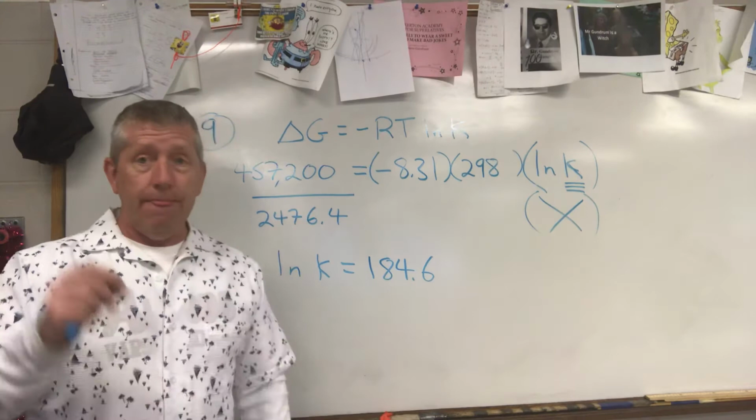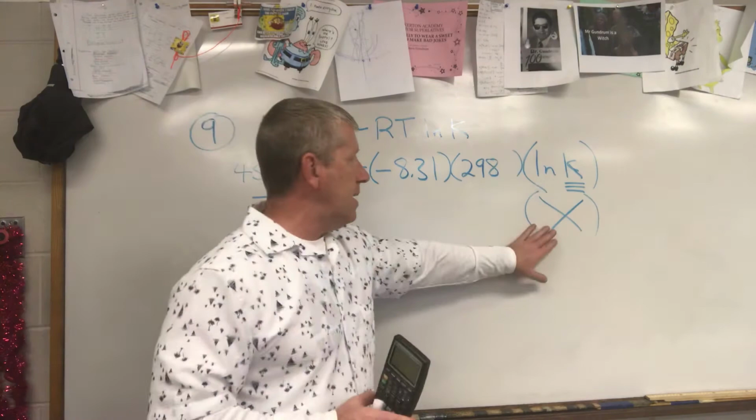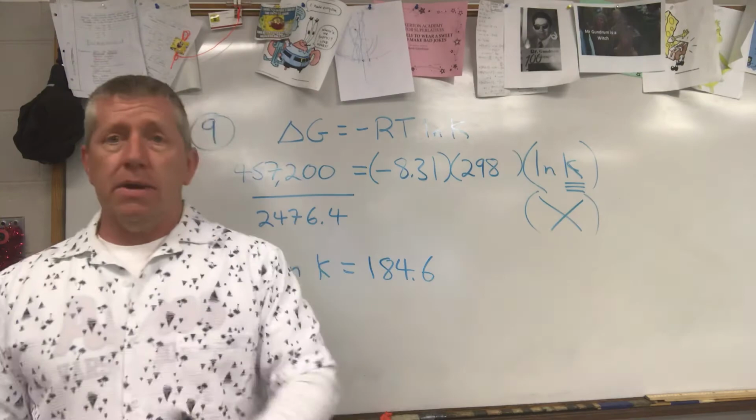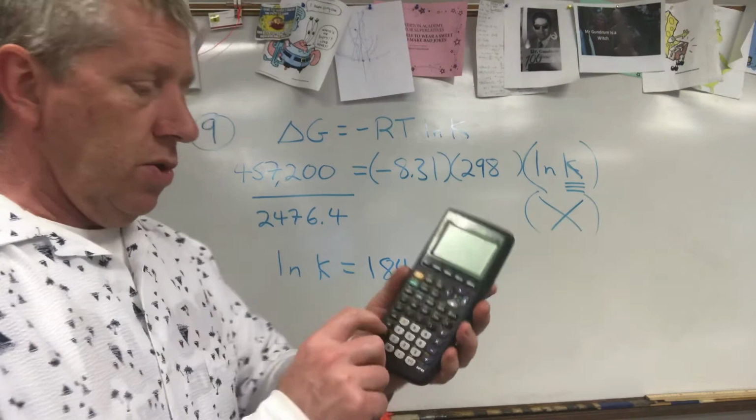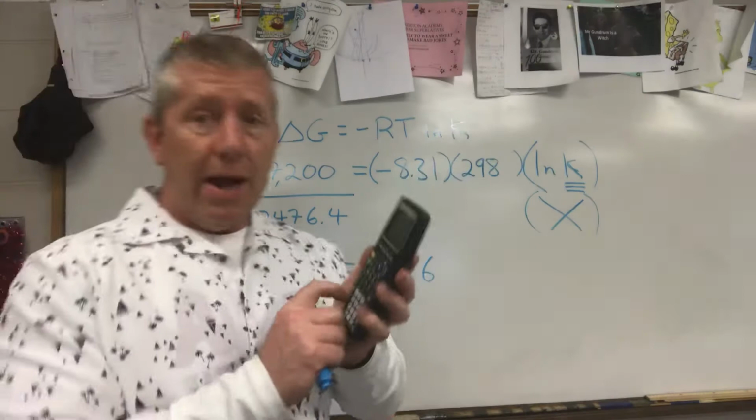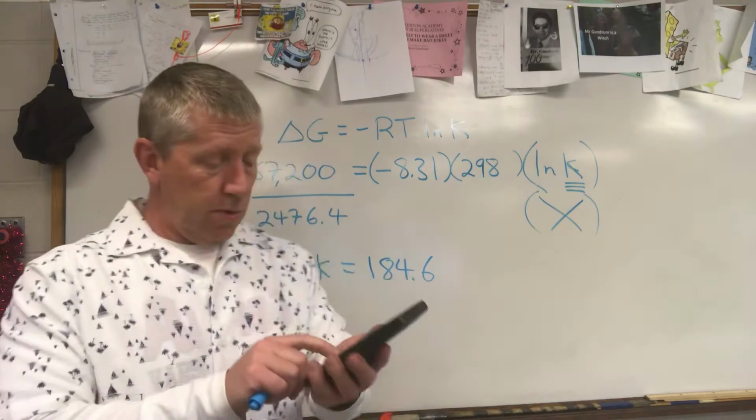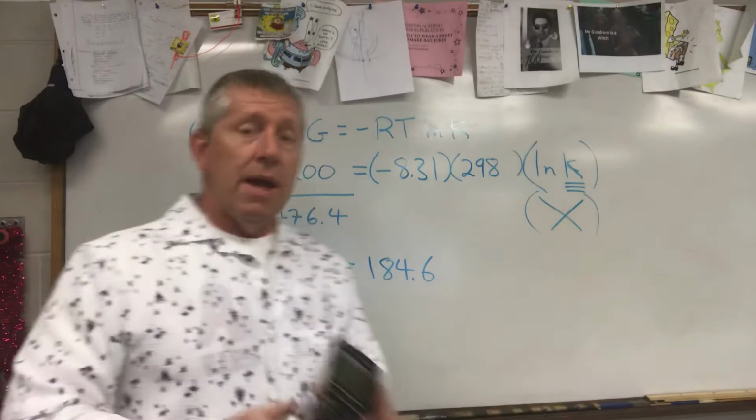That's not K. That's the natural log of K. We just saw we isolated the natural log of K. We got that now. I want K, not the natural log of K. On your calculator, you should have a natural log button. On mine, it's right there. But I don't want the natural log because I have that already. I want the inverse of that. So above that, it says e to the x. That's what I want. That'll give me the K value. So it's the inverse of natural log.